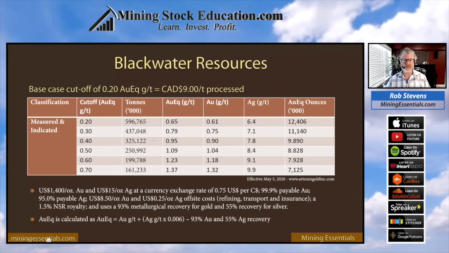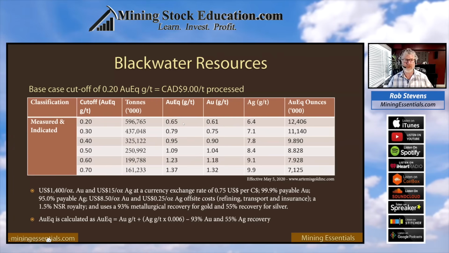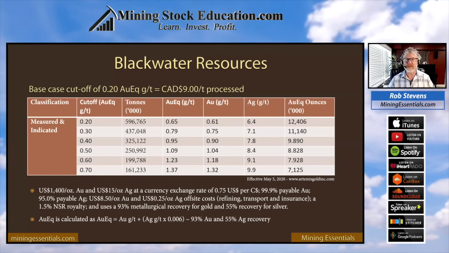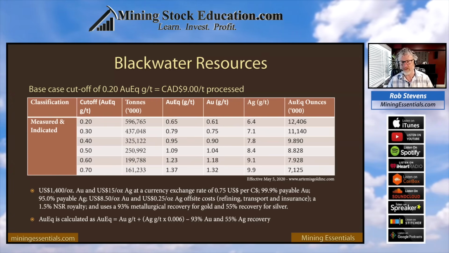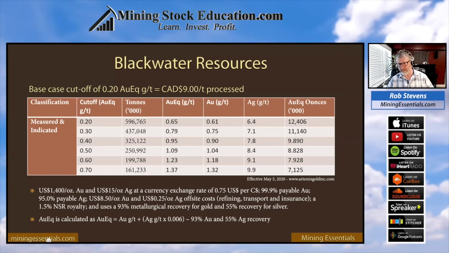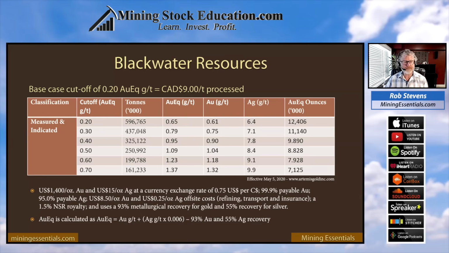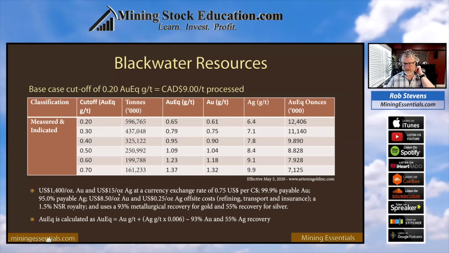If I look at my rule of thumb again, if we take the 0.2, which is their base case cutoff, their gold equivalent grade is 0.65. So they're actually more than 3 times cutoff; the average grade of the deposit is 3 times cutoff. That gives pretty good confidence in terms of their costs being covered, payback for capital, profitability and that sort of stuff. Down here at the bottom, there's quite a bit of information.